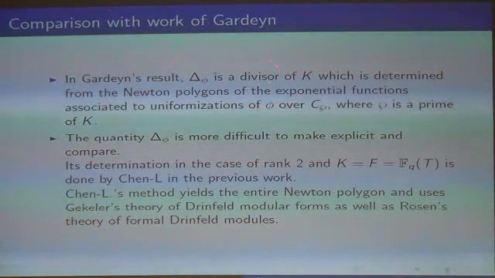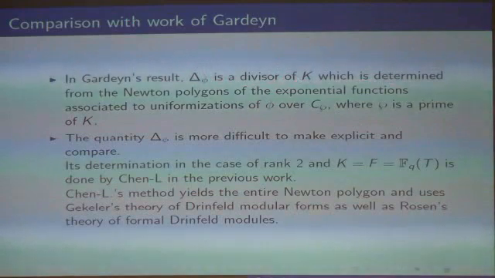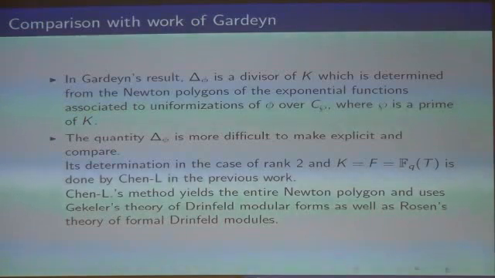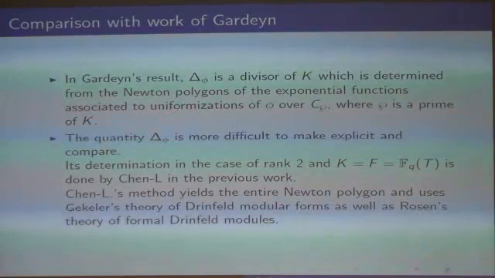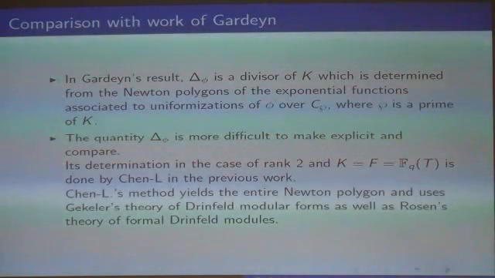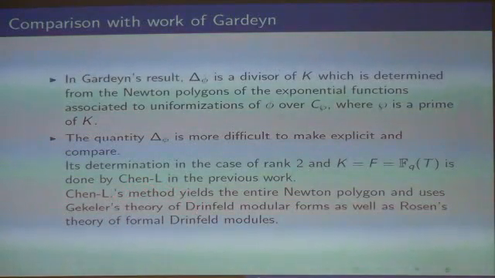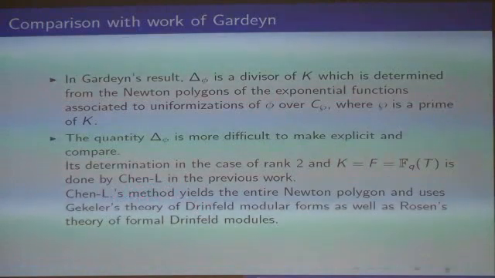But it's hard to compute, but still it can be determined from the Newton polygons of exponential functions. So the Newton polygons of the exponential function associated to this Drinfeld module phi. So for the rank 2 case, his delta phi was able to be determined. But we claim that we got a sort of different bound, which is explicit. And Chen Lee, so Chen is my coworker and L is my initial. So our method is the entire Newton polygon.